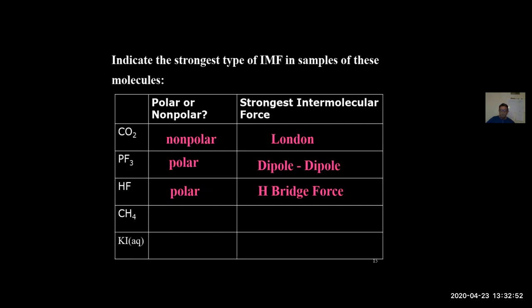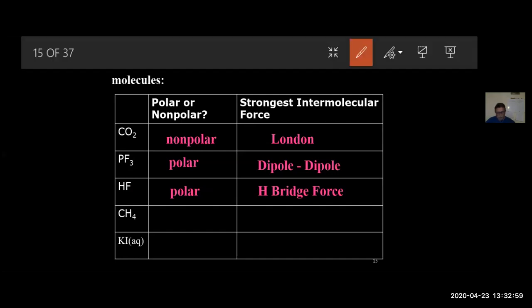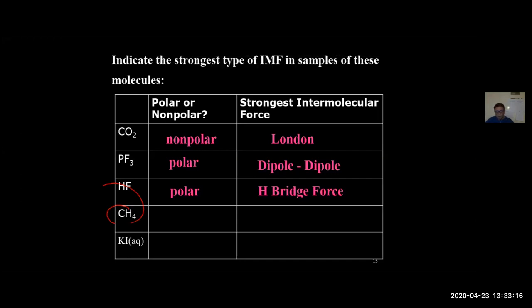Okay. Now, the fourth one, all you see here is carbon and hydrogen. Automatically, remember, a carbon-hydrogen bond is a nonpolar bond. I've got 4 of them around there. I'm going to have a nonpolar compound. All hydrocarbons are nonpolar. Having a nonpolar compound, the only force involved here is London forces.